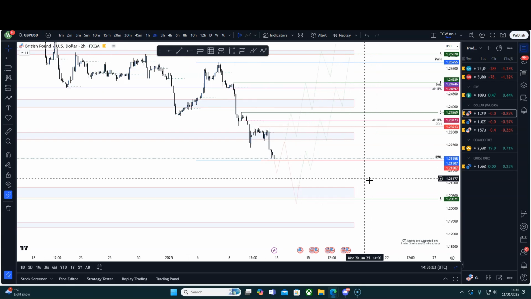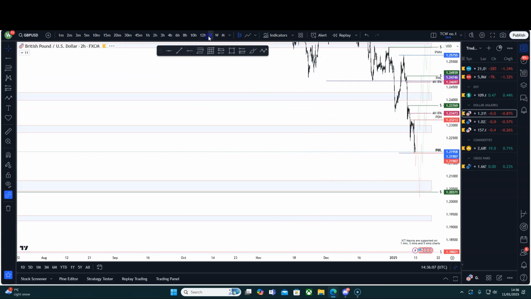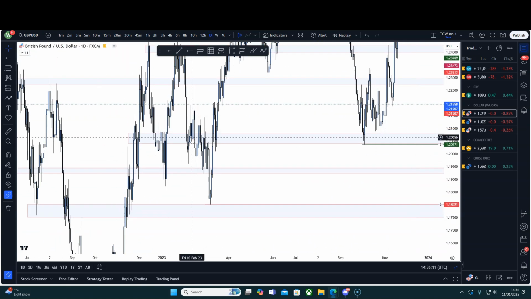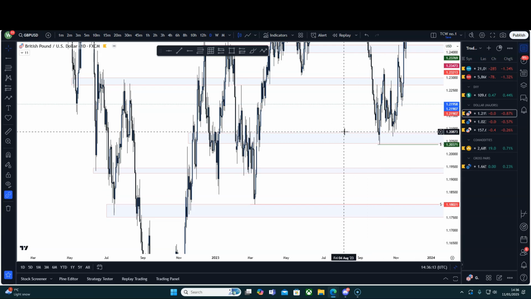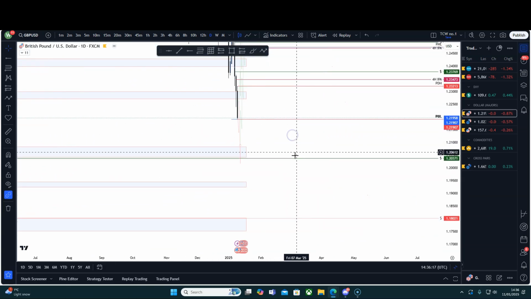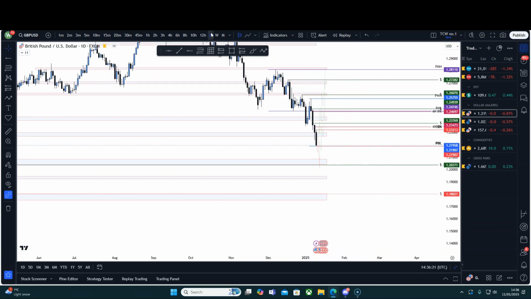Now, this here is a major key area. If we look on the daily time frame, we can see how many times price is respecting these areas. We've got liquidity under here. So obviously, looking at the daily time frame, we are continuing this bearish trend.